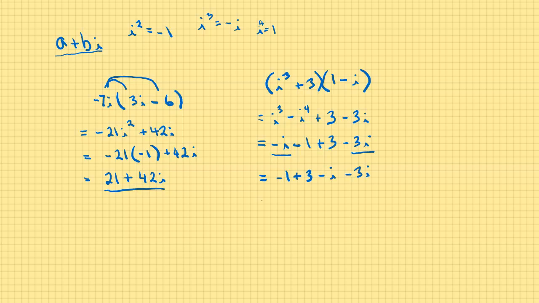Okay, and now we have the like terms written next to each other. So we have -1 plus 3, that's 2. And negative i take away 3i is -4i. And there it is in standard form. 2 minus 4i is in the form a plus bi. Okay, that's it.